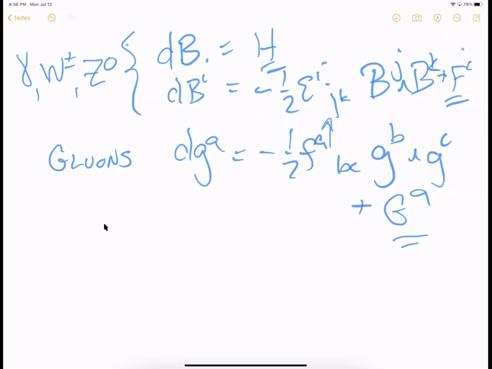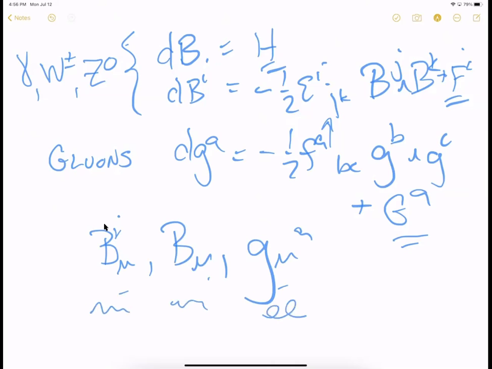And the vectors are going to be B mu for this one, and we'll have G mu A. So each of these is a collection of vector particles. When we draw Feynman diagrams, these are wavy lines. The gluons are curly lines. Right. So then we can expand out what these fields look like.